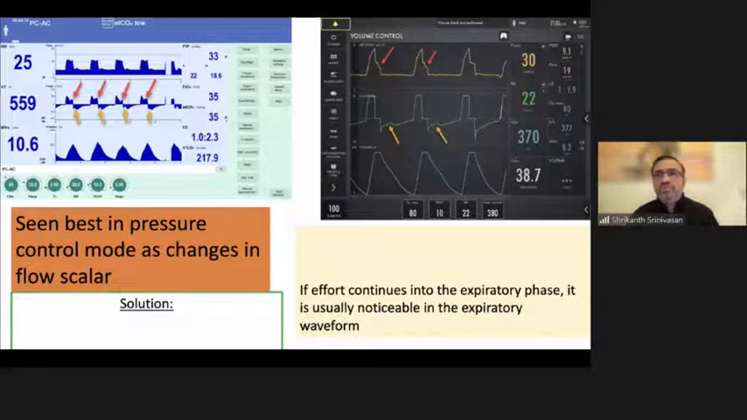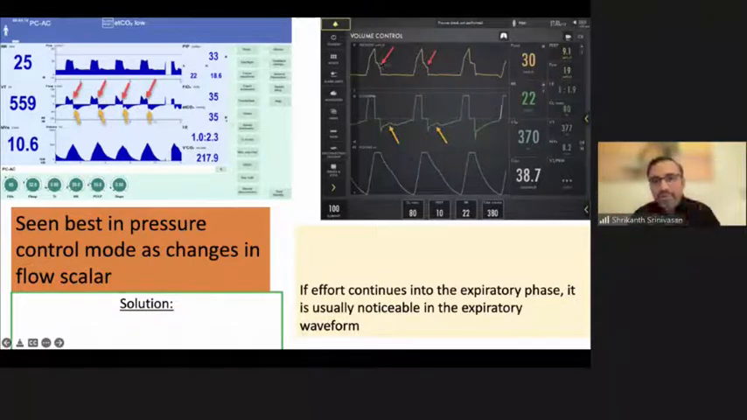When you come to volume control, it's a bit more difficult. In volume control, the flow is fixed. It is not a decelerating flow, it's a fixed flow. So you will not see much in the flow scalar. Rather, in the pressure scalar, if you have set an inspiratory pause, the plateau pressure waveform may not be very clear.